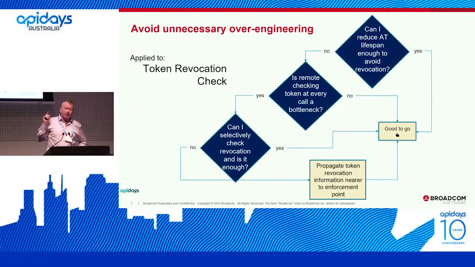So then when you're thinking about where to propagate it to, you also got to think about when should I propagate? You don't always send information close to the enforcement point. And this flow diagram gives some of the common scenarios. There'll be other ones you need to come across, but let's just step through these as an example of the thinking you need to go through in the context of a token revocation check.